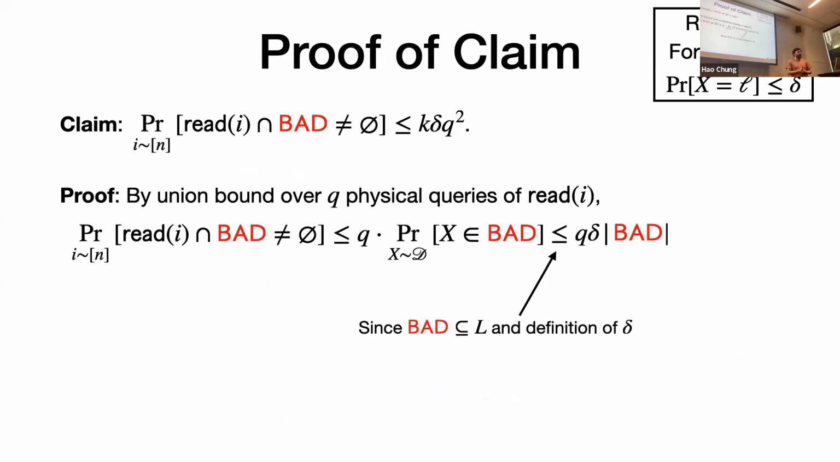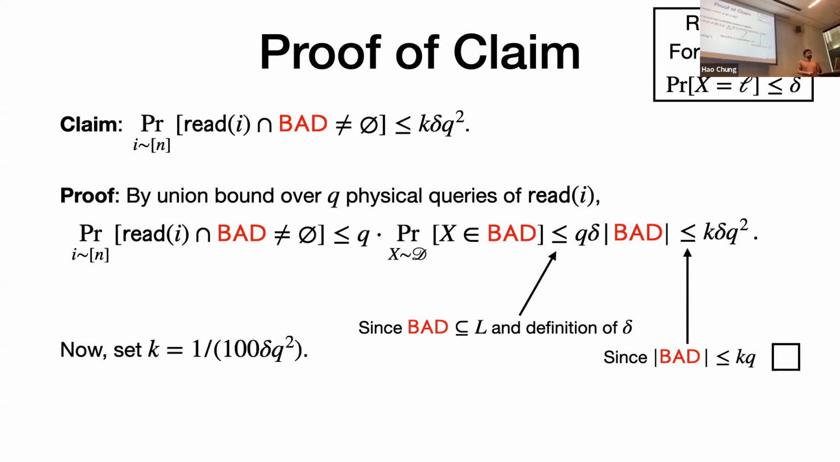And remember that bad here is going to be a subset of the light elements. And so in particular, every element in bad is going to have probability at most delta. This is what the light set is. And just by summing over all the elements of bad, we're going to have this bound. And then remember that the size of this bad set is at most k times q, because there are at most k times q modified elements in total. So here we get k delta q squared, exactly as I claimed.